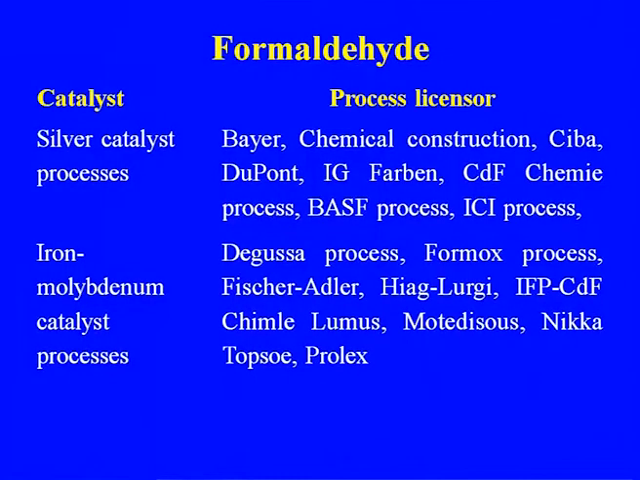So, this is the comparison of the silver catalyst and the iron molybdenum catalyst. These are the various process licensors. Both the catalysts are being used, and these are the process licensors for the silver catalyst and for iron molybdenum: the Degussa process, Formox process, Fischer-Adler process. These are some of the processes where we are using the iron molybdenum catalyst.